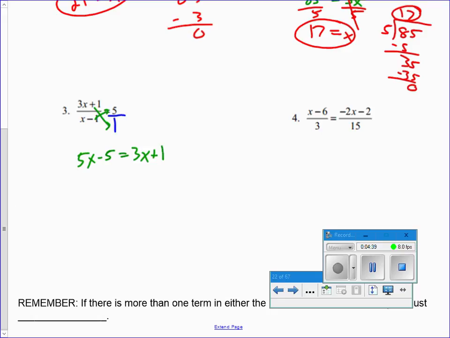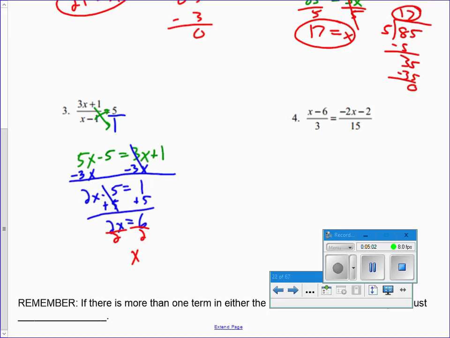Everything else will be just following our steps for solving linear equations. I can bring the 3x over to be with the 5x by subtraction. Cancel out on that side. Add the 5, so we have 2x equals 6. Last step is to divide by 2. 6 divided by 2 is 3.